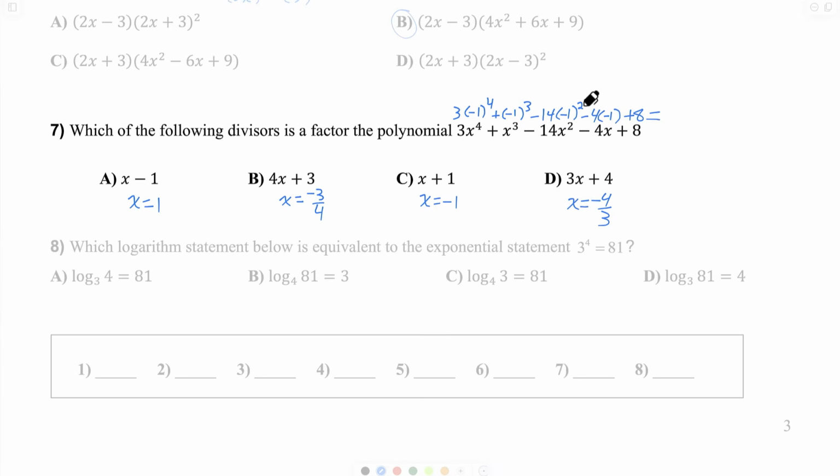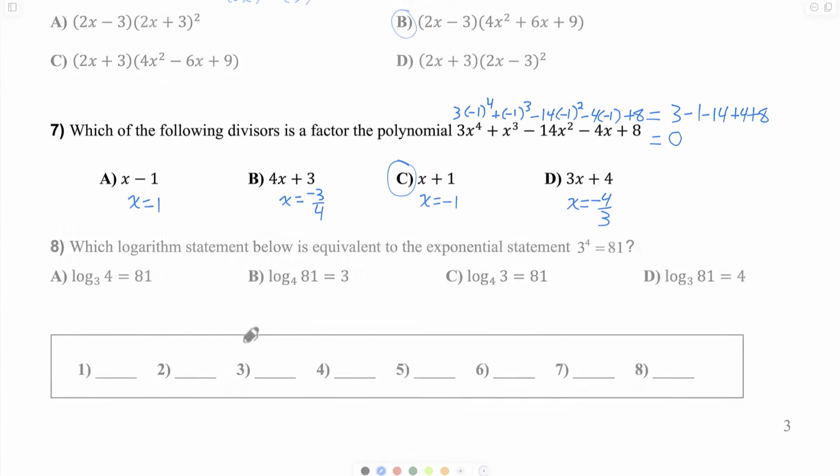So this would give me 3 minus 1 minus 14 plus 4 plus 8. So that would be 2 minus 14 is negative 12, plus 12, that's 0. So yes, x plus 1 is a factor. If I were to divide them, I would get a remainder of 0.